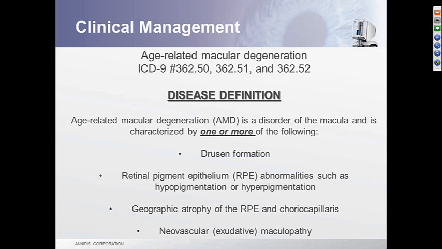So AMD is a disorder of the macula, and it's characterized by one or more of the following. I think there's a bit of a misnomer, particularly in the optometric community and particularly in the primary care community, that if you don't have drusen, you don't have macular degeneration. Well, that's a misnomer. So the definition says drusen formation or retinal pigment epithelium abnormalities such as hypopigmentation, hyperpigmentation, atrophy of the RPE or the choriocapillaris, and certainly neovascular or exudative maculopathy. Okay, so that is the American Academy of Ophthalmology definition.